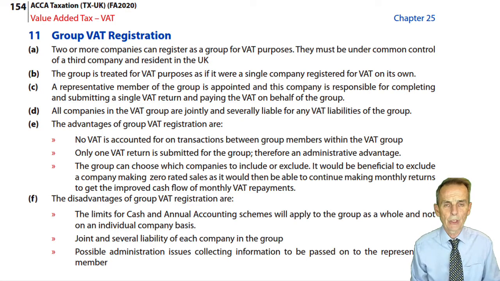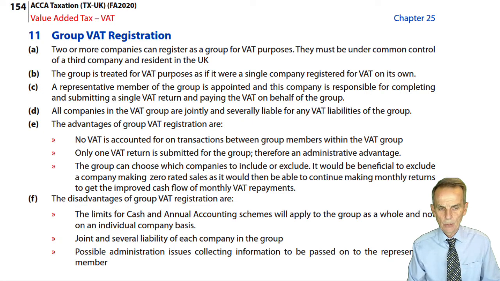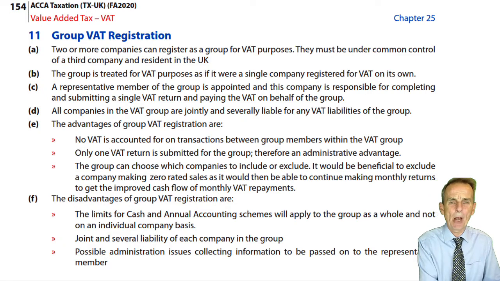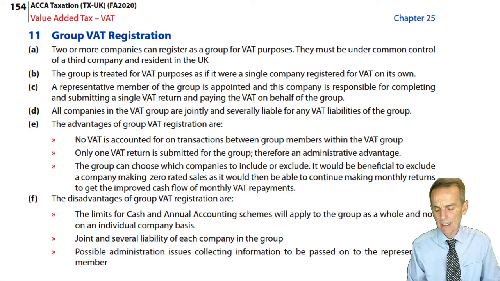We saw there, for example, that in the particularly interesting area of 75% groups, we could have group relief of losses made by one group member, and we were able to group relieve any part of that loss against any part of another company's TTP, their taxable total profit there. We had flexibility. It was our choice. It was our decision. We could make that claim or not make that claim.